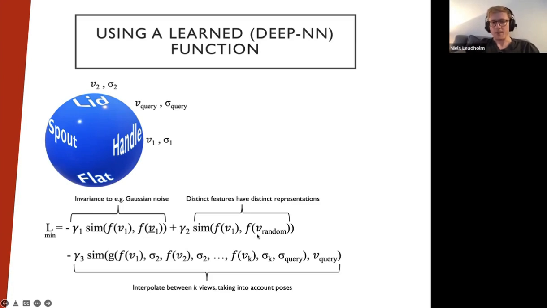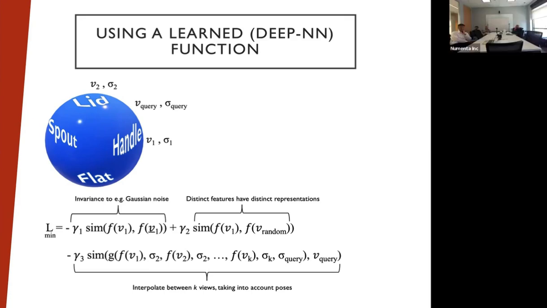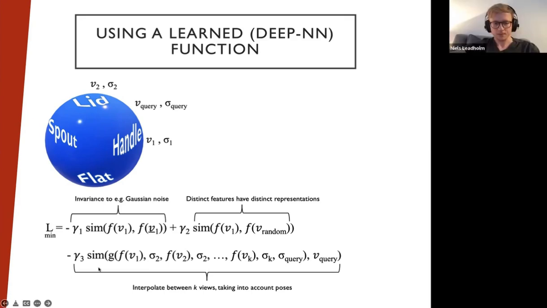The second one is basically saying that you want representations of different features to be different. So if you take a viewpoint at one point and a completely random viewpoint, ideally from a different object, then those representations should be different in feature space. Again, sorry, just to clarify, F is a neural network as well. And so it is after being transformed by the neural network that the representations should be different.